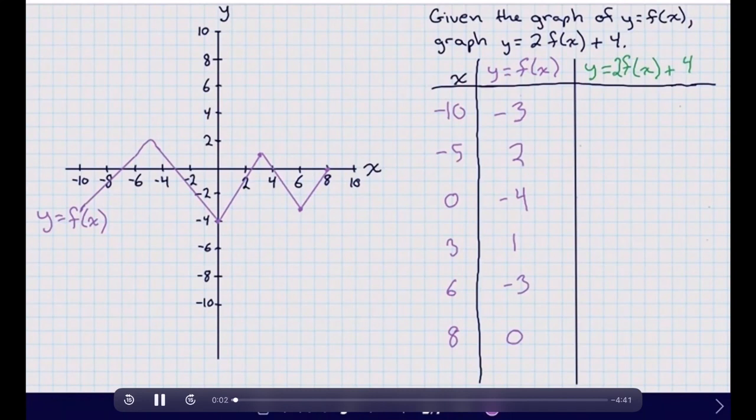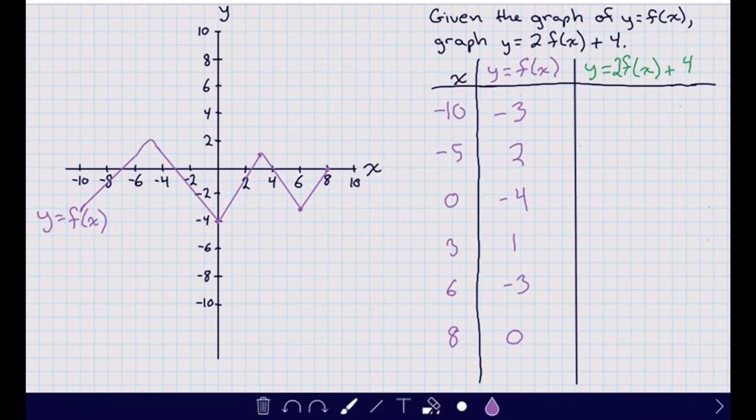Hi there. In this video, I want to give an example of how to do multiple transformations using a table of values. So we've got a graph there, y equals f(x), and it's in purple. And then the question says, given the graph of y equals f(x), graph y equals 2f(x) plus 4. So you can see that because we're multiplying it by 2, that's going to be a stretch. And then the plus 4, that's actually moving the point up.